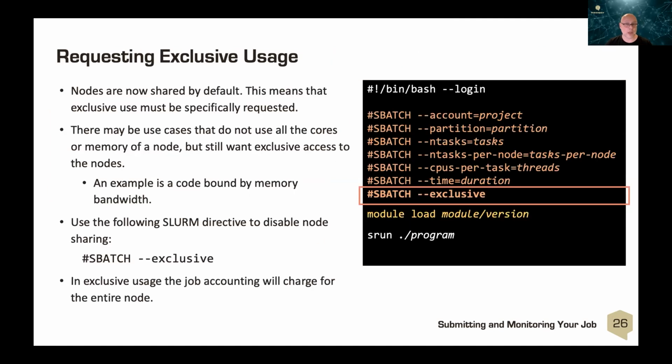If your job will require all or nearly all of a node's resources, you should request exclusive access with the corresponding Slurm directive. In some instances, you may also want exclusive access to a node for performance reasons, for example, to secure the full memory bandwidth.